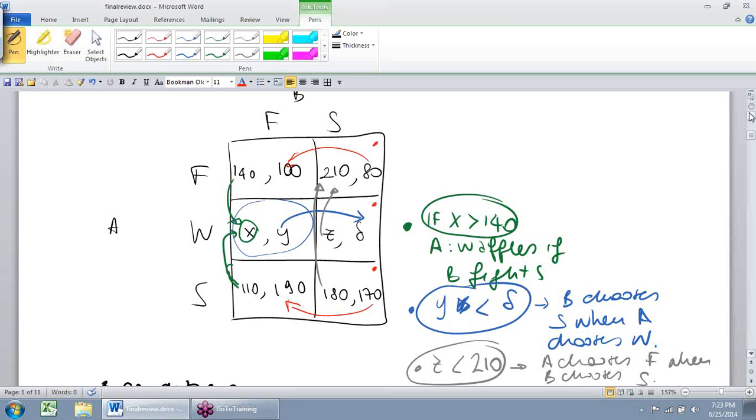Okay? So now what we need is that Z is low enough so that A will not play waffle in the scenario where B plays share. Okay, so this is the reason why we want Z to be lower than 210.